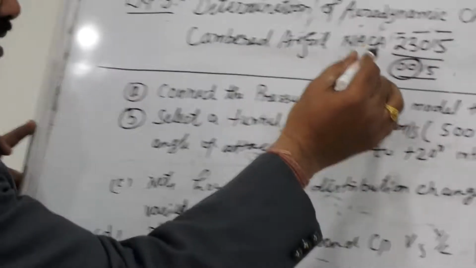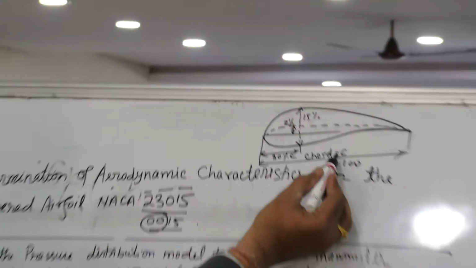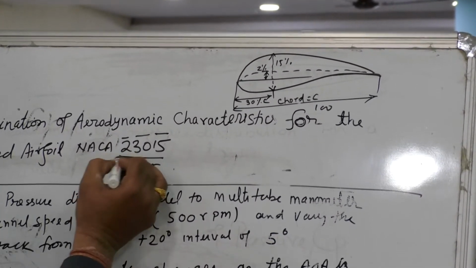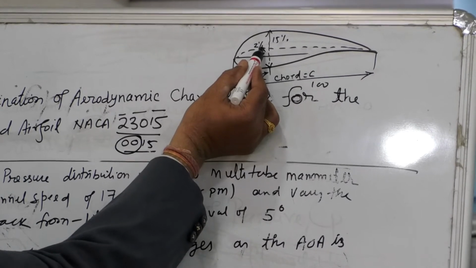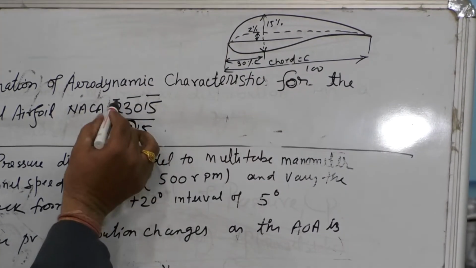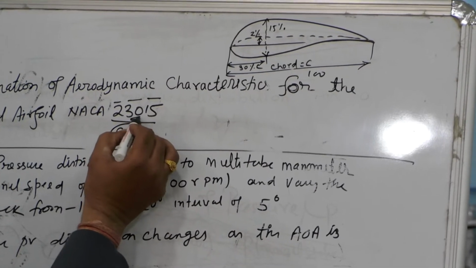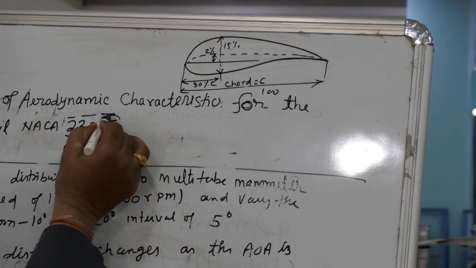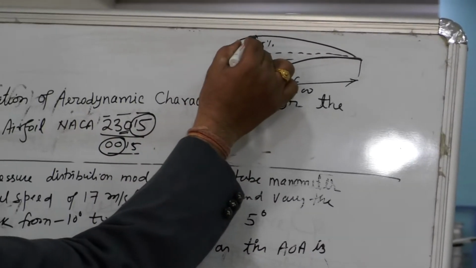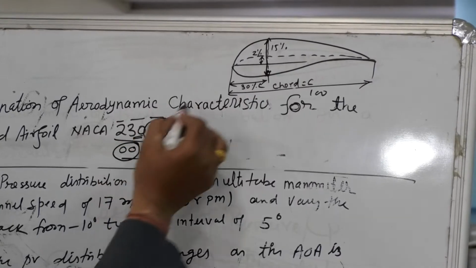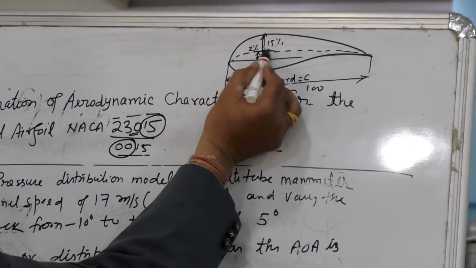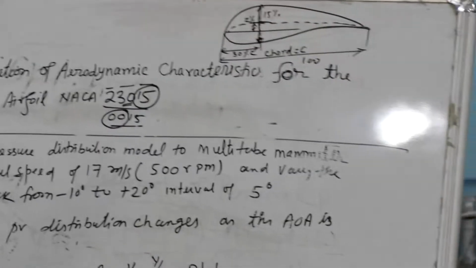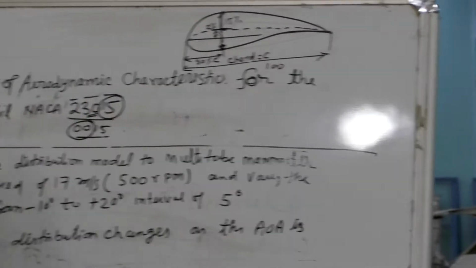So here, if the chord is given as C, then 2 is the maximum camber. This maximum camber is 2% of the chord, as I have shown here. And this maximum camber will happen at 30% of the chord. And there, 15% is the maximum thickness, which will happen at the same location as the maximum camber. So in this way you can make your own airfoil by giving this number.